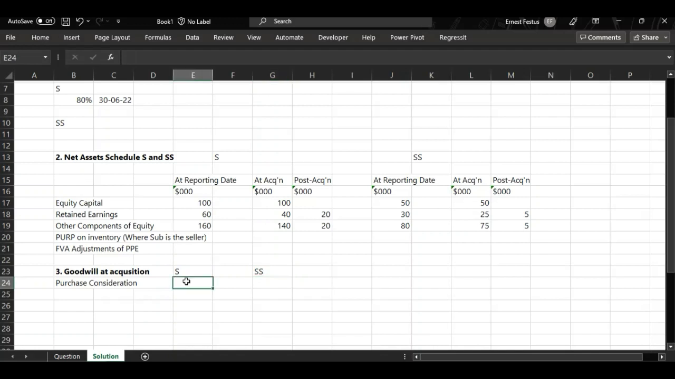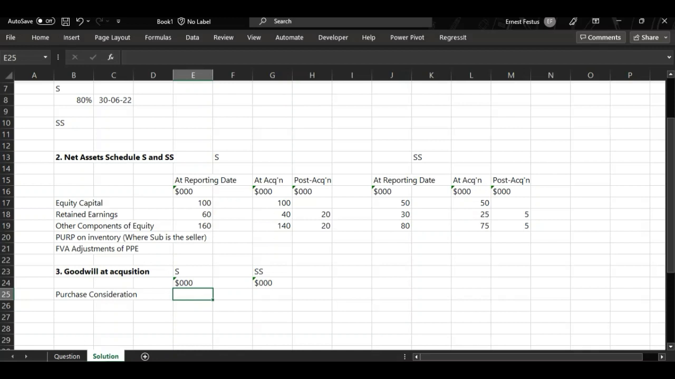Okay, so there's purchase consideration. Let me just copy this and bring it here. They are all in thousands of dollars. So let me just bring this one down. Cut it, paste here. Alright, so we start with our purchase consideration. This is the amount of money we paid to purchase the shares in the subsidiary.